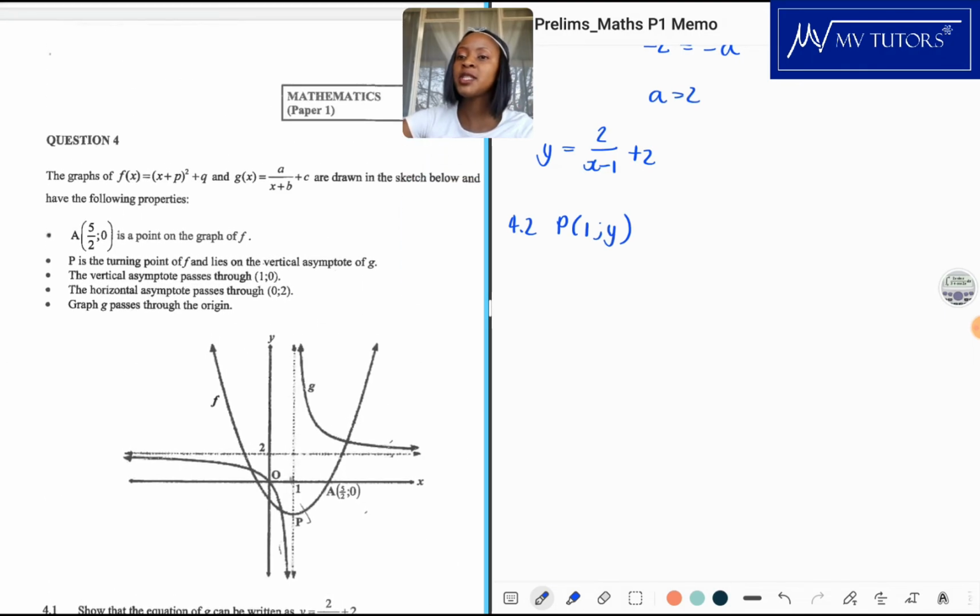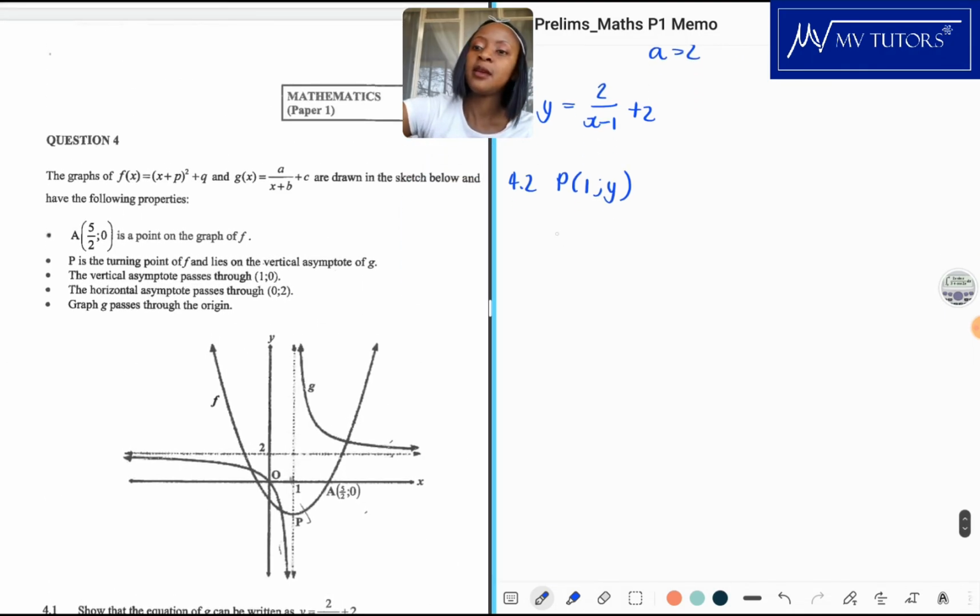So let's look at the equation that has been given to us. We have f of x is equal to x plus p, all squared, plus q. Remember, p and q, turning points, right? So we have p is -1. When it comes to horizontal shifts, guys, if it's to the right, minus; to the left, plus. So here we have -1 for p.